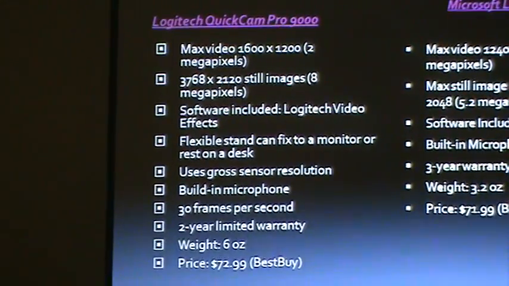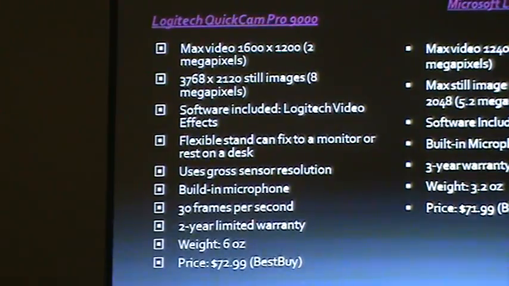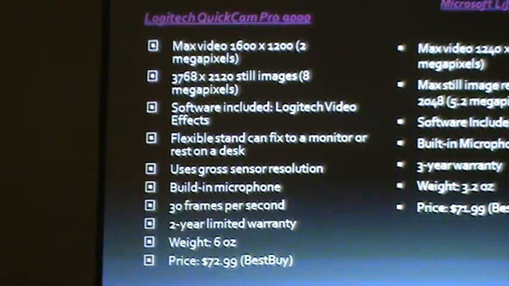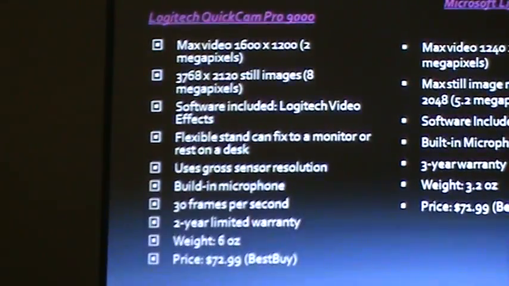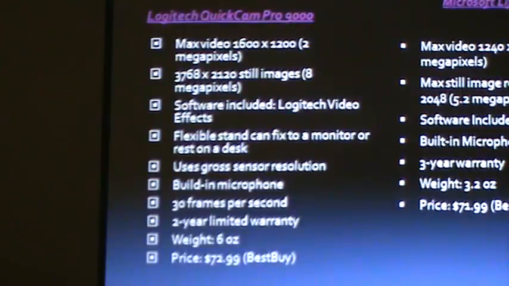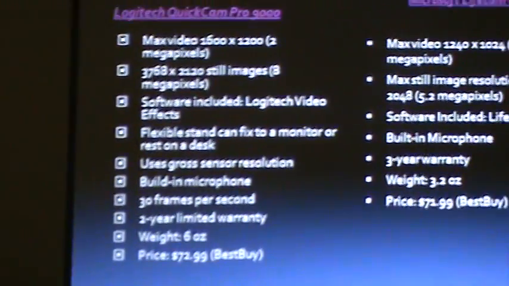It uses gross sensor resolution, or GSR. It has a built-in microphone, so you don't have to worry about buying any external hardware for that. It records at 30 frames per second, comes with its own 2-year limited warranty, weighs about 6 ounces, and if you want to get this piece of equipment at Best Buy, it's about $72.99, give or take a little bit.